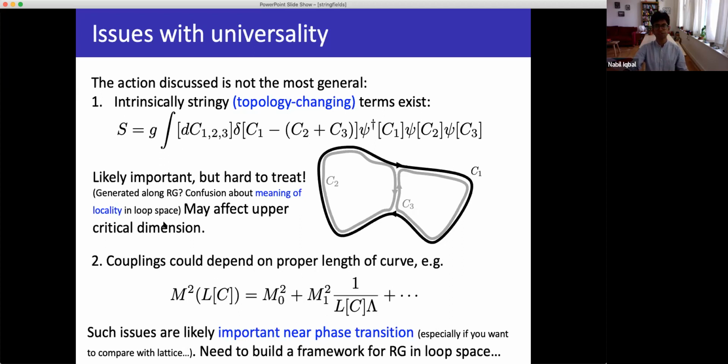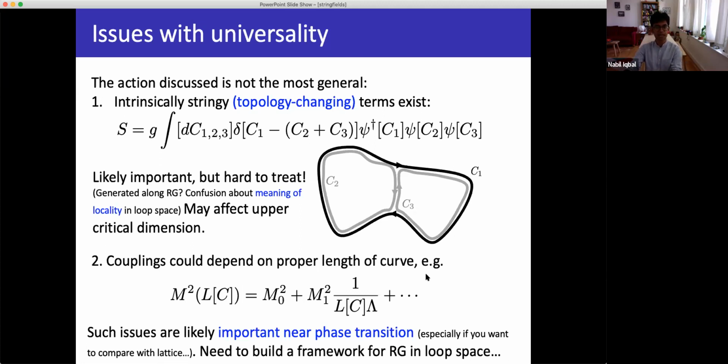And really, both of these issues are telling us that we don't really know how to think about the relevance or irrelevance of these terms in a systematic way. We can look at their dimension, but I don't think that's really sufficient in loop space. So we need a framework for doing RG in loop space to really make sense of these terms. And this is interesting and I think quite possible. We're working on this actively now. One can do quite concrete calculations, but we've not been able to make too much sense of it yet.